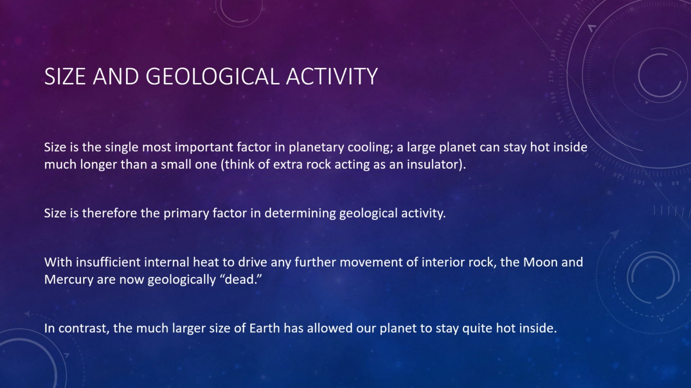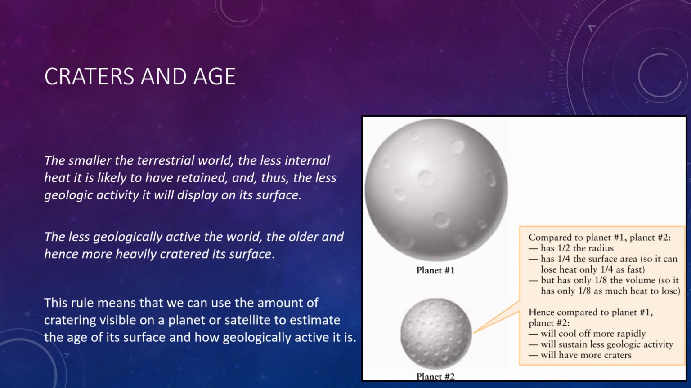Venus probably remains nearly as active as Earth, thanks to its very similar size. Mars, with a size in between those of the other terrestrial worlds, probably represents an intermediate case. It has cooled significantly during its history, but it probably still retains enough internal heat for at least some geological activity. So in general, the smaller the terrestrial world, the less internal heat it is likely to have retained, and thus the less geological activity it will display on its surface.